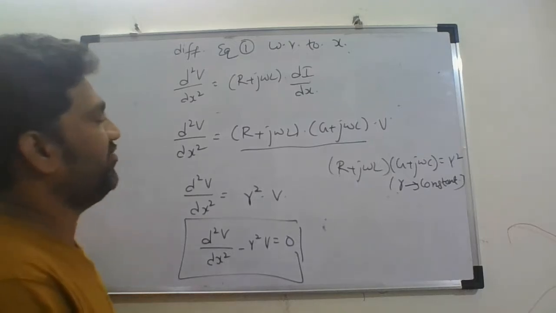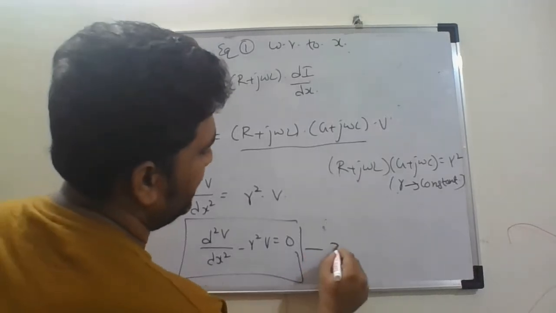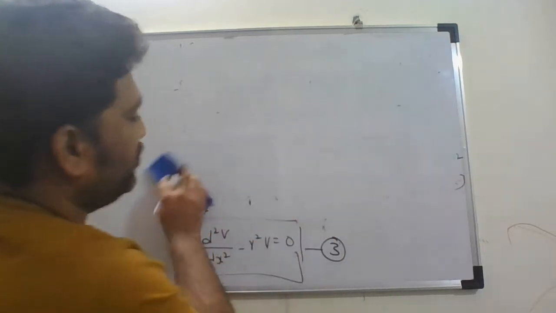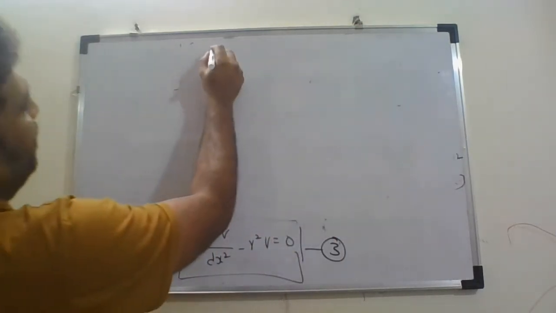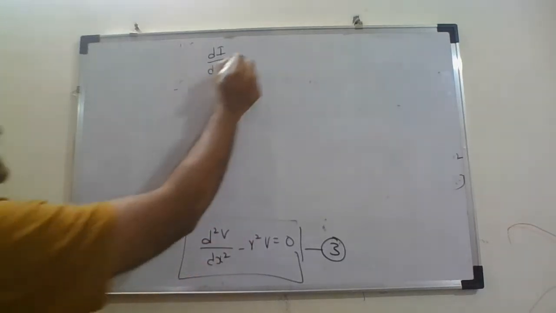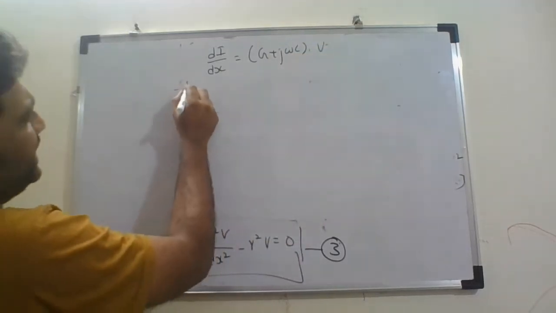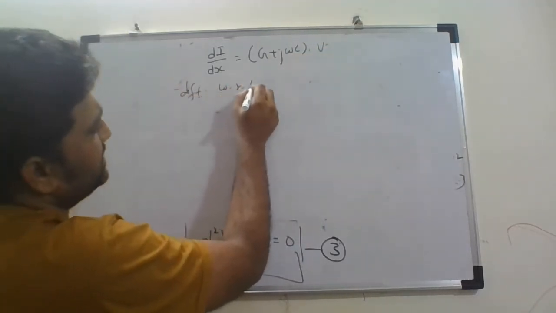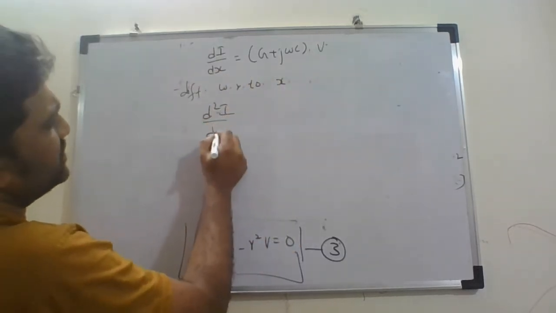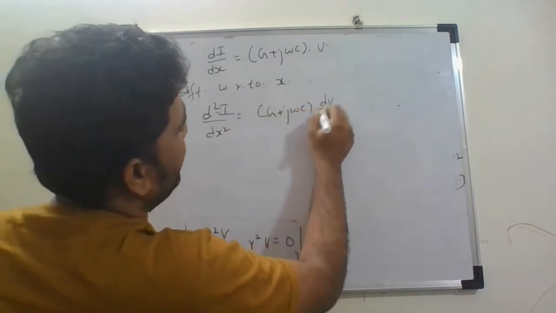Similarly, let us call this equation 3 and put it aside. Let us take equation 2 and do the same analysis. Equation 2 is di by dx is equal to (g plus j omega c) into v. Again, differentiating this with respect to x, we get d square I by dx square is equal to (g plus j omega c) into dv by dx.